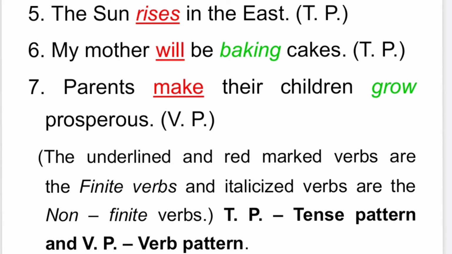Some more examples are there for you. The sun rises in the east. Only one verb is there, rises. My mother will be baking cakes. Three verbs are there. Will be baking, and will is finite, be baking non-finite. Parents make their children grow prosperous. Make is finite and grow non-finite. And again here also the 5th and 6th sentences are tense pattern, and the 7th is verb pattern.